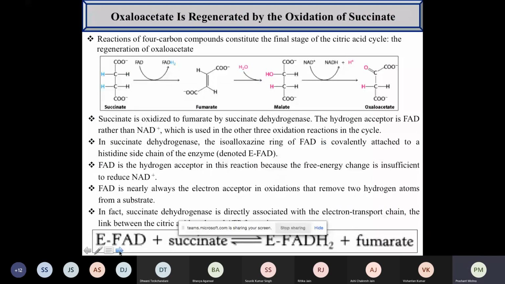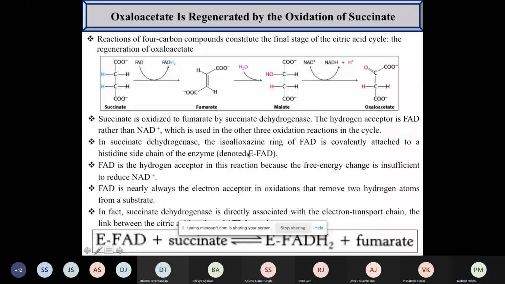Now, the next reaction first involves conversion of succinate to fumarate. You will learn that FAD is converted into FADH2, and this is a slightly high energy conserving molecule. So succinate is oxidized to fumarate by the enzyme succinate dehydrogenase. It will form the fumarate. The hydrogen acceptor here is FAD rather than NAD plus. Why is it so? NAD plus is used in the other three oxidation reactions, but in this step FAD is involved.